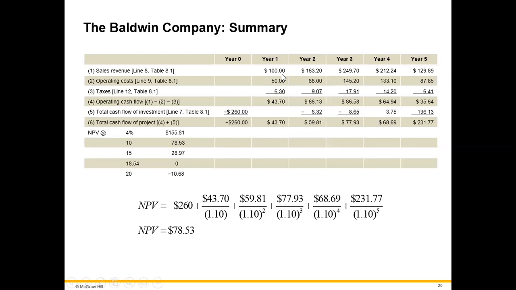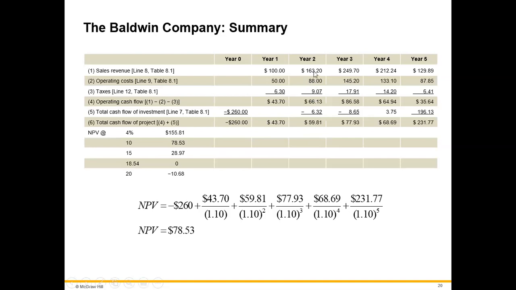How do we get operating cash flow? Well, we said you can take earnings before interest and taxes, subtract taxes, add depreciation. Or here's another way. Take sales minus operating costs minus taxes. Depreciation has nothing to do with cash, so it shouldn't be subtracted to get to cash flow. It's subtracted to get to income to determine income tax. So total cash that will be positive, $43,700.